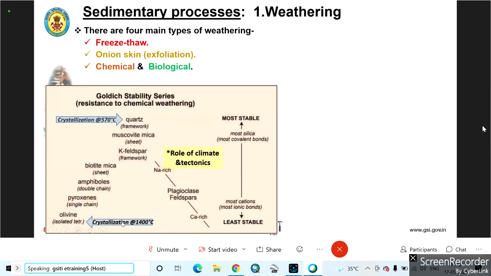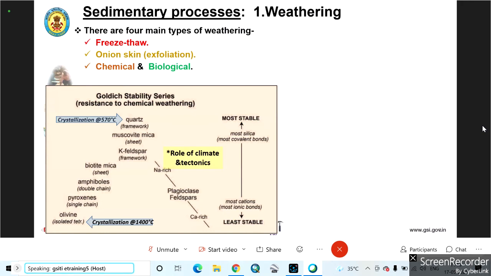One important thing we should notice is that this stability series is opposite to Bowen's reaction series. Bowen's reaction series tells about the crystallization sequence of the minerals, where olivine crystallizes at 1400 degrees Celsius and quartz crystallizes at 570 degrees Celsius. It has been considered and approved that since the quartz crystallization temperature is much closer to present-day or modern basin temperature, in modern day basins quartz is much more stable than olivine.